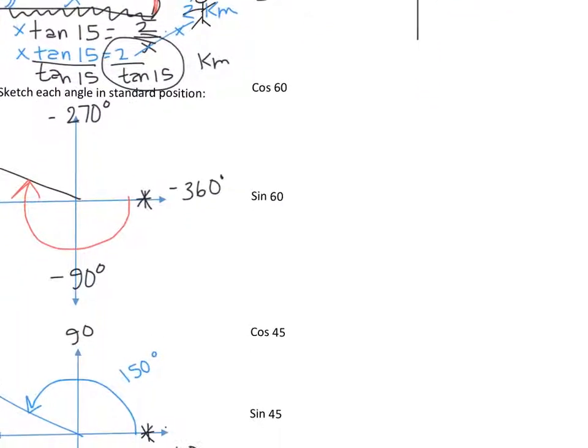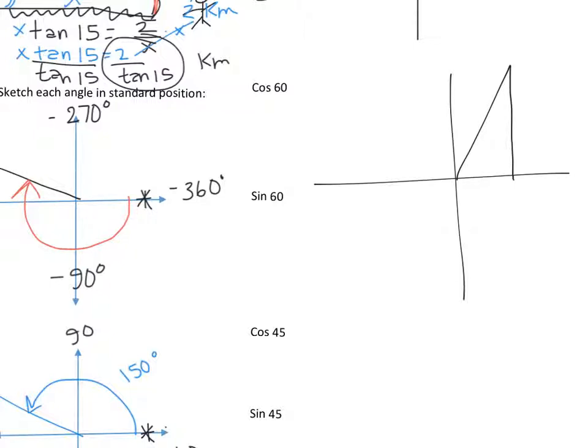Now let's do cosine 60, sine 60. So 60, like this. Drop a 90 right here. So the radius is 1, the long side is root 3 over 2, and the short side is 1/2. So now the cosine is the x value, which is positive 1/2. The sine value is the y value, which is root 3 over 2.